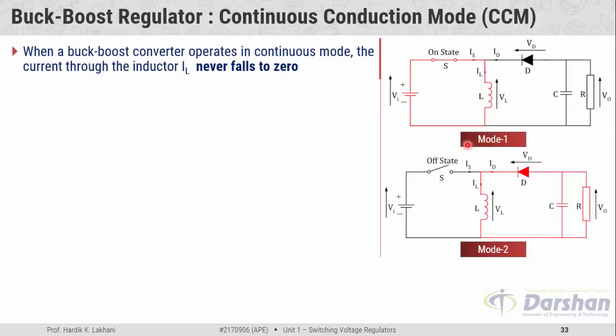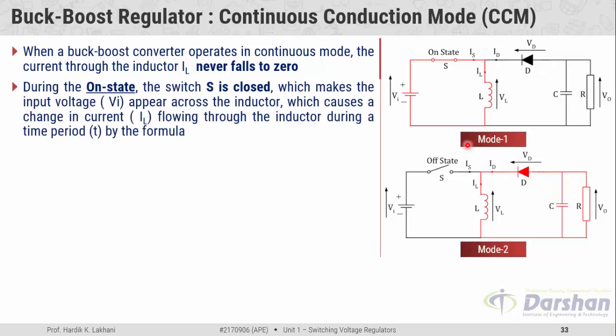So when a buck boost converter operates in continuous mode, which means the current through the inductor never falls to 0, during the on state we can write the equation delta IL divided by delta T is equal to V upon L. Based on this formula, we can write delta IL on, that is the rate of change of inductor current during the on time. Voltage across the inductor during the first interval is the supply voltage V input.